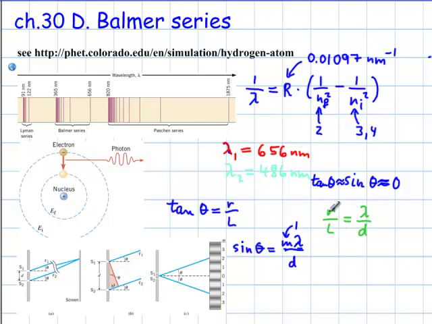The r is not given in the problem, but the difference between the two wavelengths will give us a delta R. That would be 3.00 centimeters, and the L is given as 81.0 centimeters in the problem. For the two wavelengths, I would do this equation for each of them: lambda 1, lambda 2, R1, R2, and then take the difference. So delta R over L equals delta lambda over D.